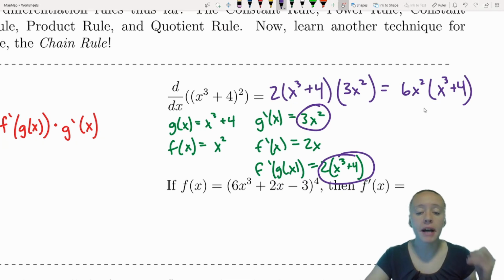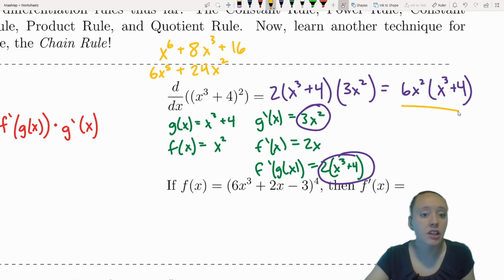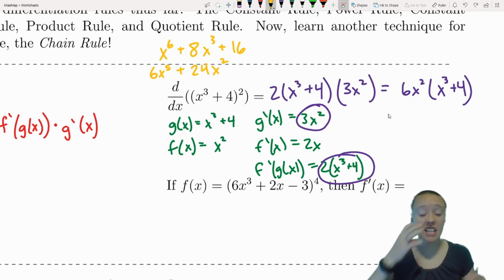And let's double check by actually distributing this binomial out. So x cubed plus 4 squared gives us, well, x cubed times x cubed is x to the 6th, plus 4x cubed plus 4x cubed is 8x cubed, plus 4 times 4 is 16. Taking the derivative of this, we'll get 6x to the 5th plus 24x squared. Is that equivalent to this? Yeah, it is. If I distributed this 6x squared through, I'd get 6x to the 5th plus 24x squared. So you can see that it is indeed equivalent.